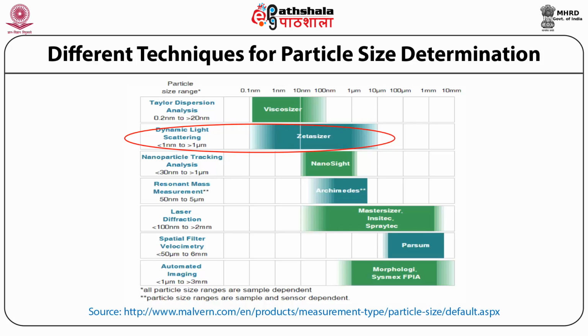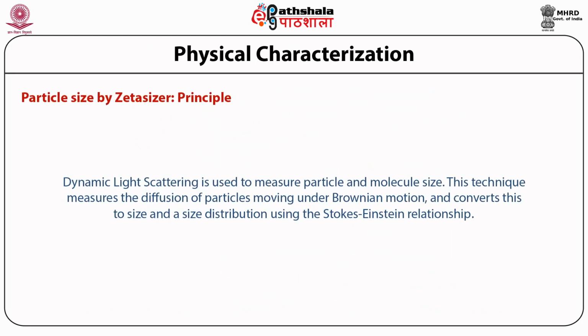Although there is another technique based on laser diffraction available, it gives a sensitivity in the range of 10 nanometer to 10 millimeter. That is the reason we are preferring the dynamic light scattering technique. The dynamic light scattering technique is used to measure particle and molecular size. This technique measures the diffusion of particles moving under Brownian motion, and this movement is converted into particle size or particle size distribution by the application of the Stokes-Einstein relationship.